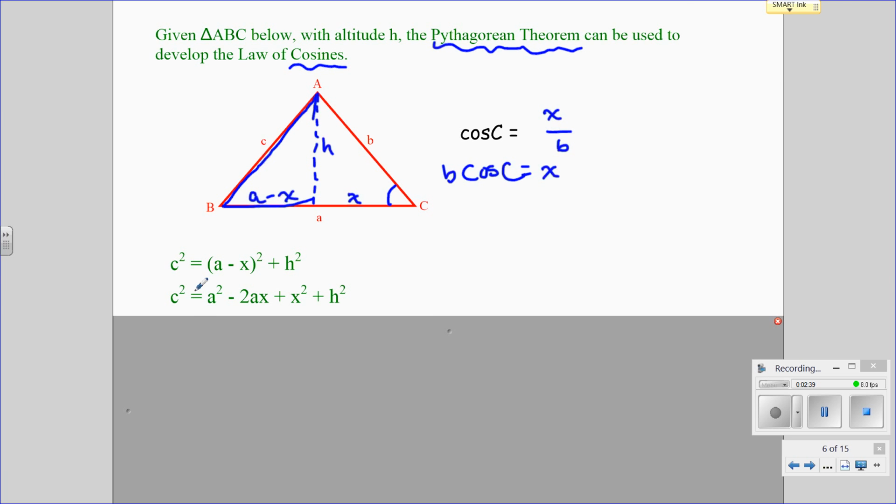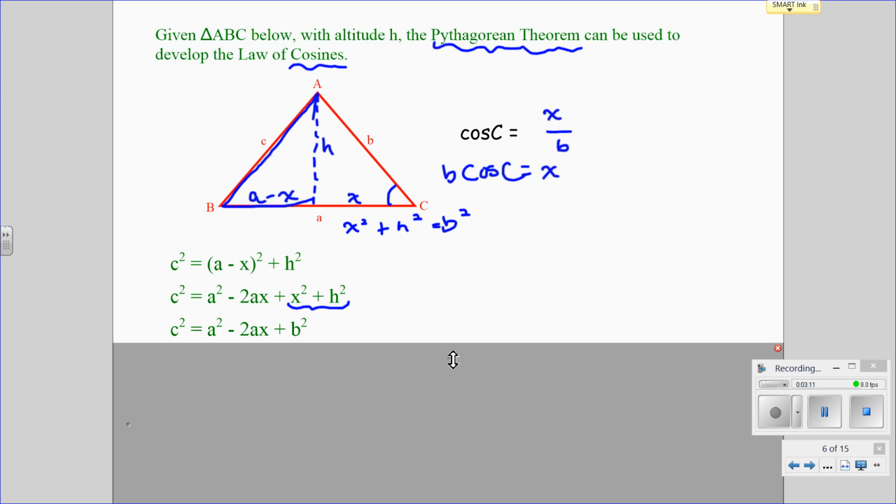I can expand. So a minus x squared expanded winds up being a squared minus 2ax plus x squared, and then I have this plus h squared. Now, if you notice in the right triangle there, x squared plus h squared can be replaced with b squared, because if I look on this right triangle, I can say this leg, x squared, plus this other leg, h squared, is equal to my hypotenuse, b squared. So by using substitution, I can replace x squared plus h squared with b squared. Now earlier, we've already noted that x is little b times cosine of c.